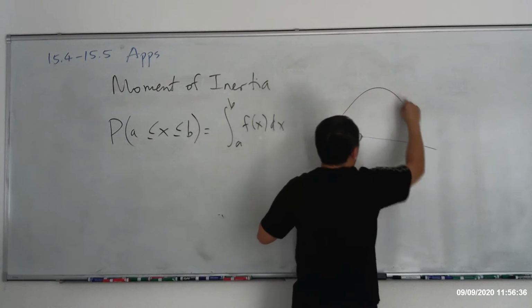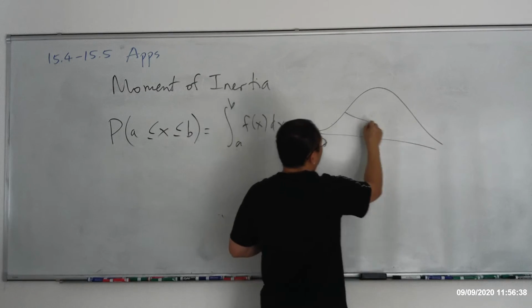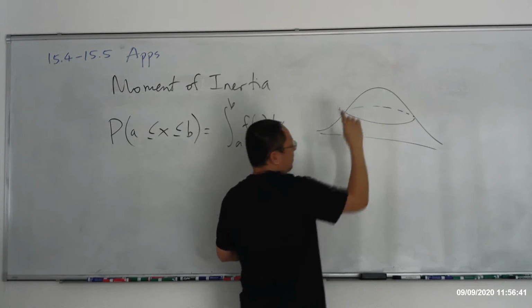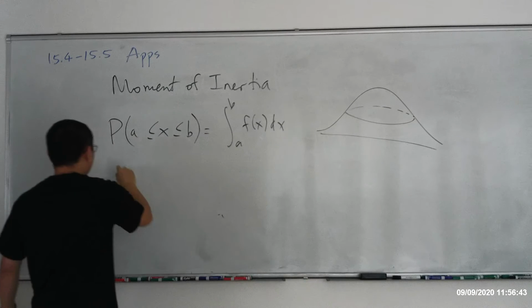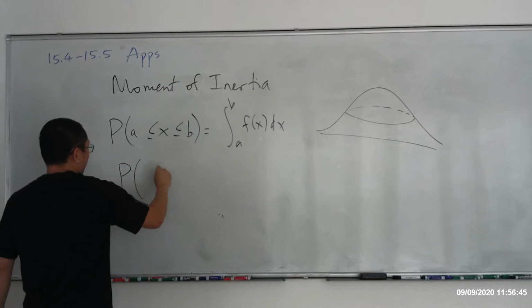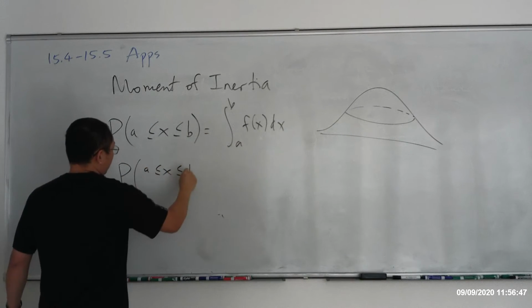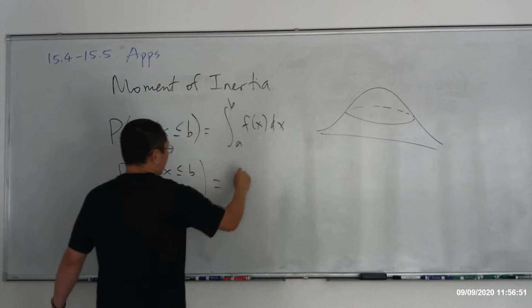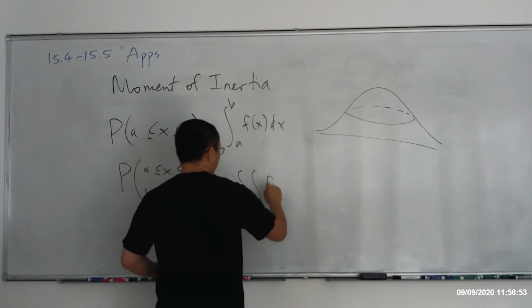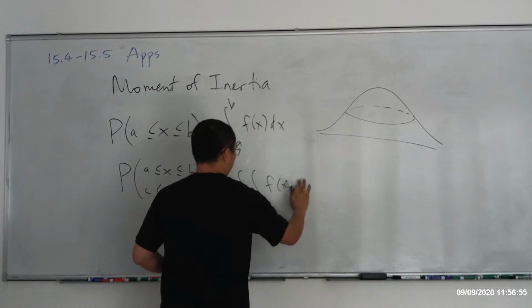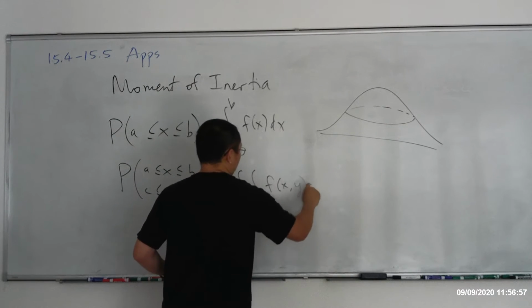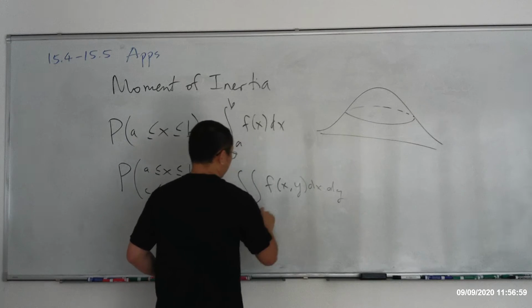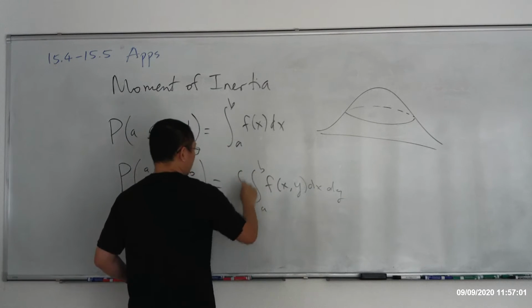Well, think of, instead of having the bell-shaped curve this way, you have the bell-shaped curve like 2D. And you have probability for x is between A to B, and y is between C to D. That's going to be the double integral of the function f(x,y) dx dy, x running from A to B and y running from C to D.